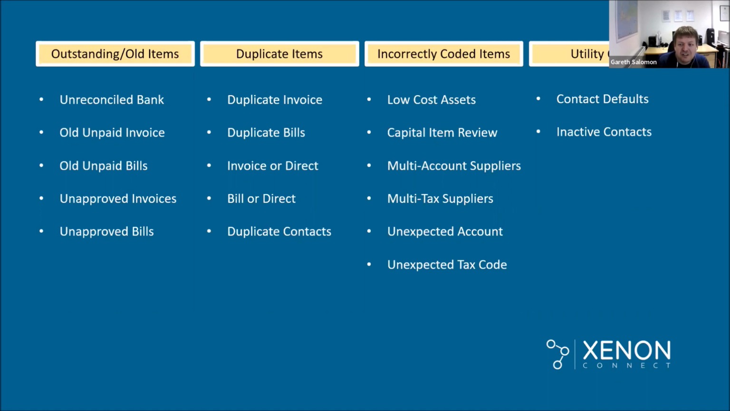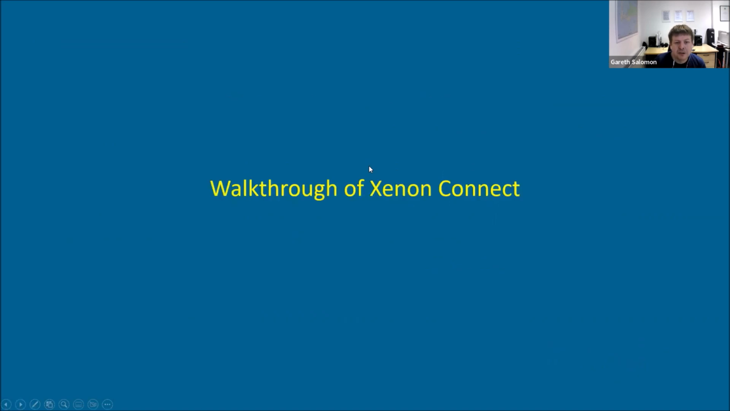And then we've got these utility checks. So they help you to do the bookkeeping faster. So things like setting contact defaults within Xero, or getting rid of clutter in your contact list, or getting rid of old contacts that you probably won't ever use again. So that's why we deem this a sat nav for bookkeepers, because although we know what good bookkeeping looks like and how to do it, these things can get in our way of getting that bookkeeping done quickly. So we'll jump straight into Xenon Connect.